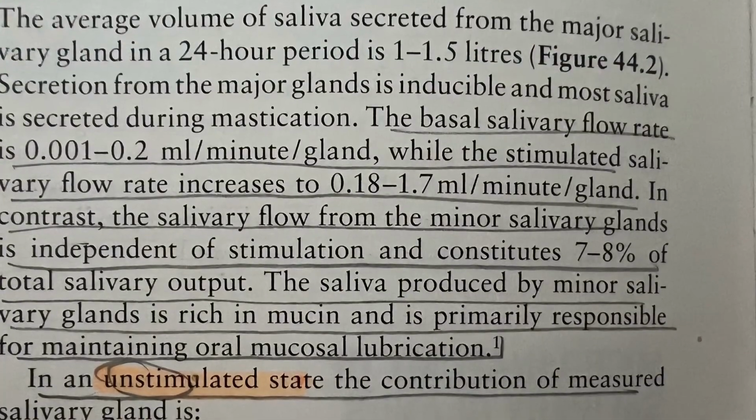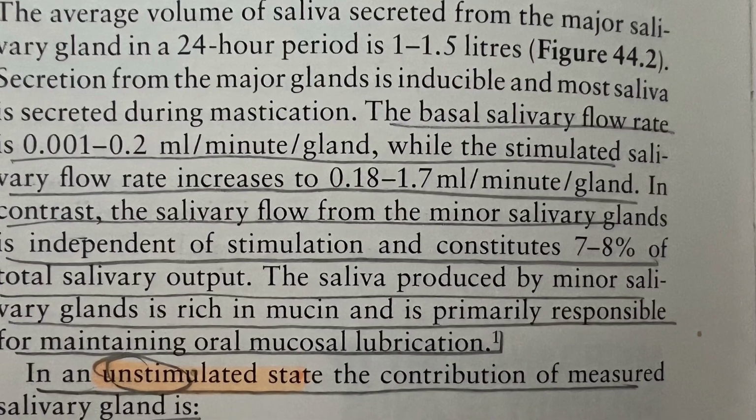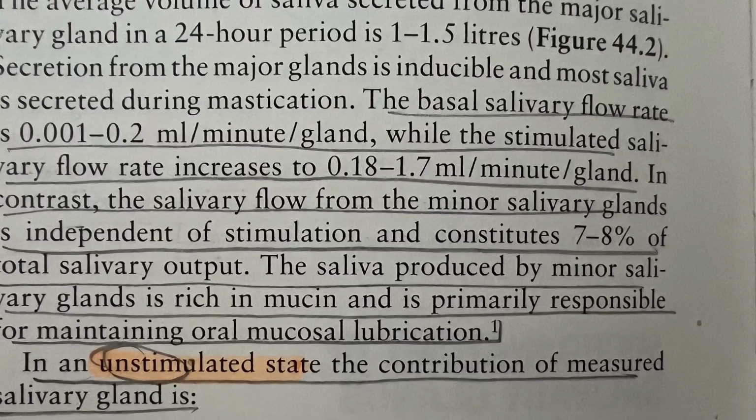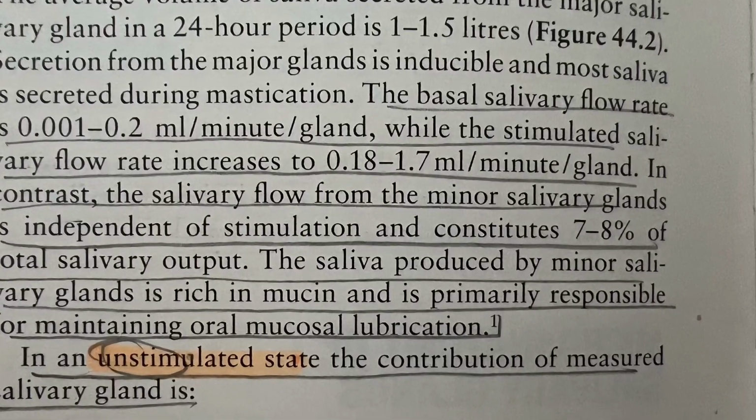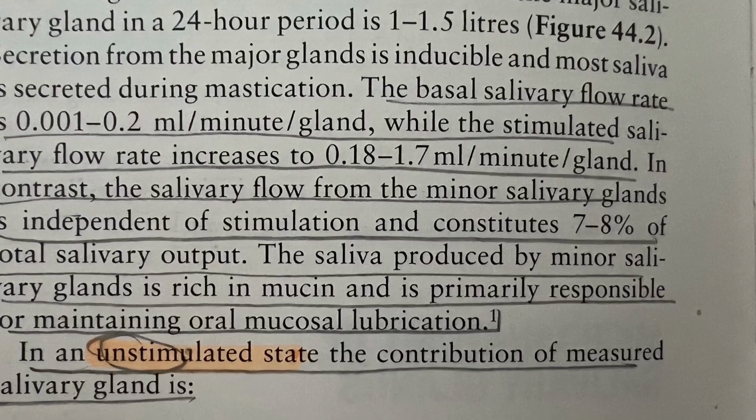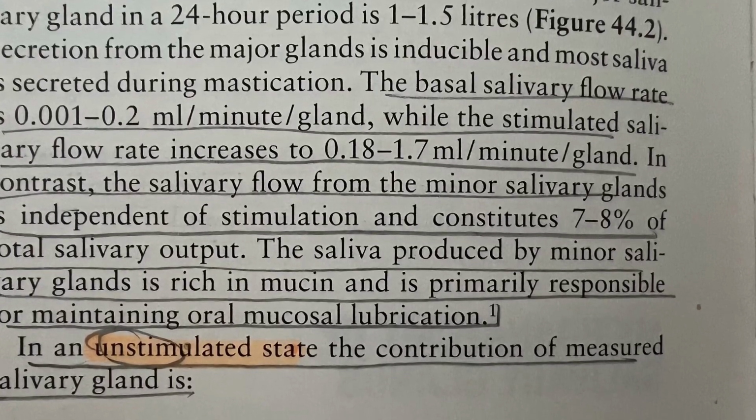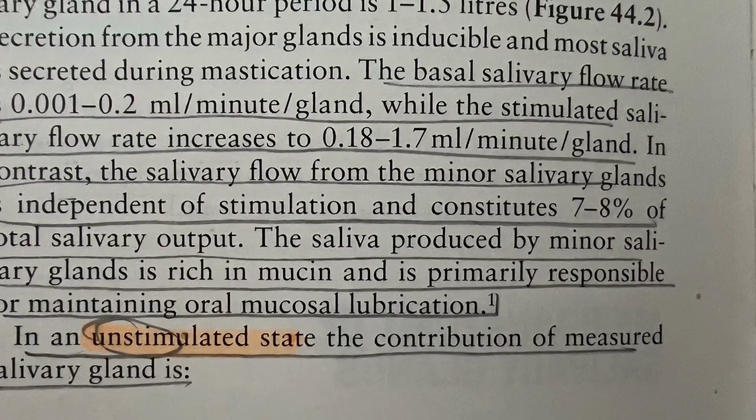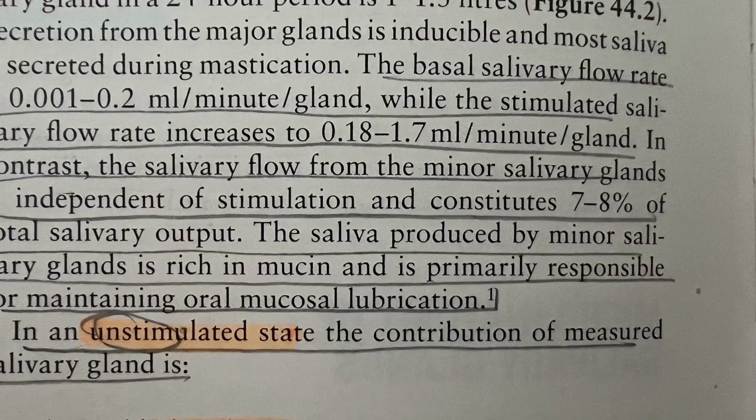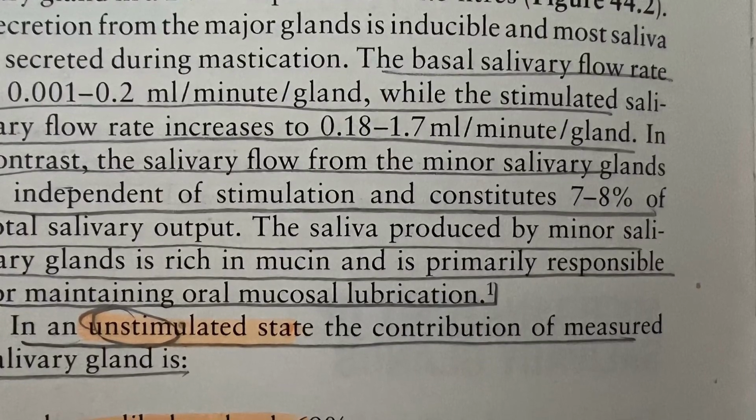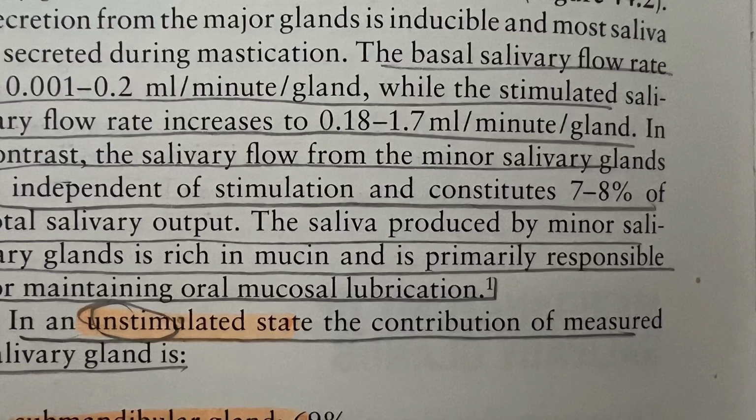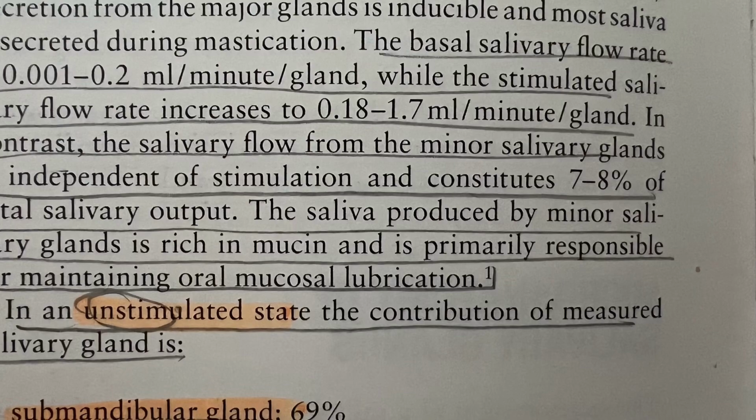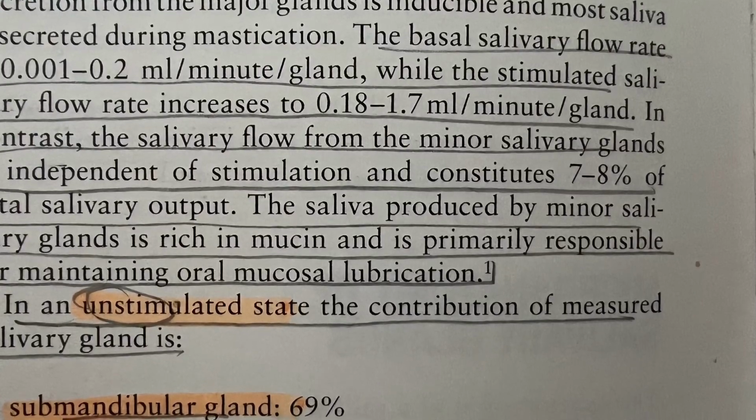The daily salivary production is about 1 to 1.5 liters per day, and the basal rate is about 0.0012 to 0.2 ml per minute per gland. When stimulated, it is about 0.18 to 1.7 ml per minute per gland. But minor salivary glands are constantly discharging their mucin, whose main function is oral lubrication, at a constant rate without being affected by stimulation or destimulation. So these minor salivary glands constantly discharge their mucin for oral lubrication.